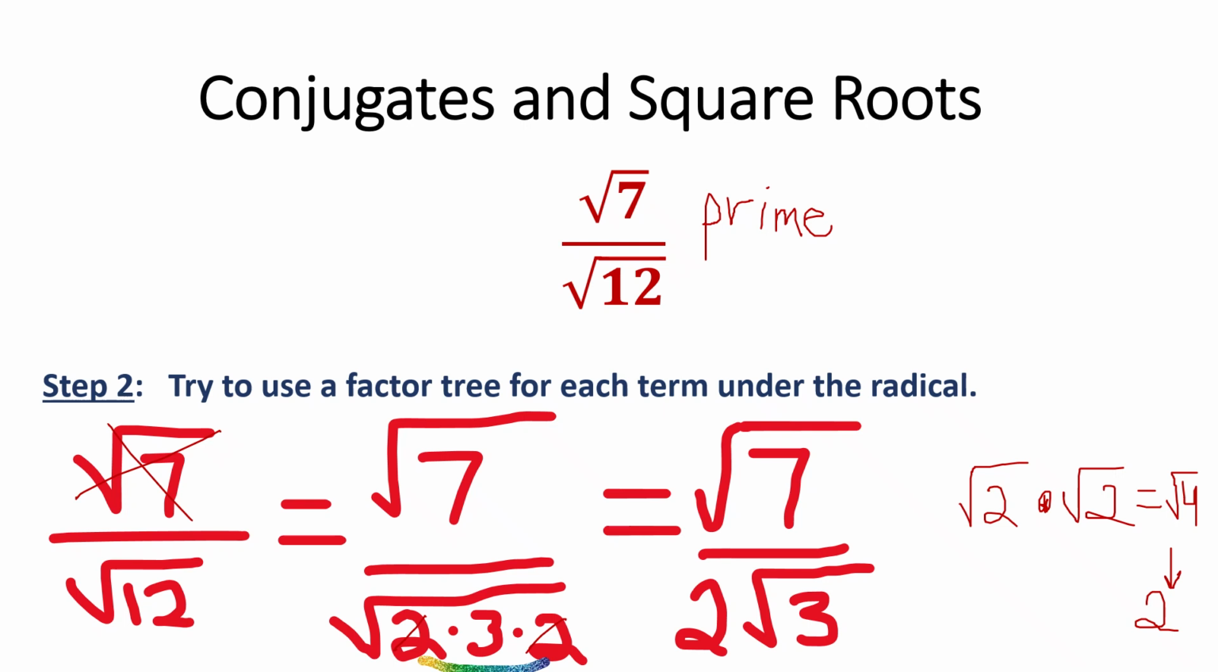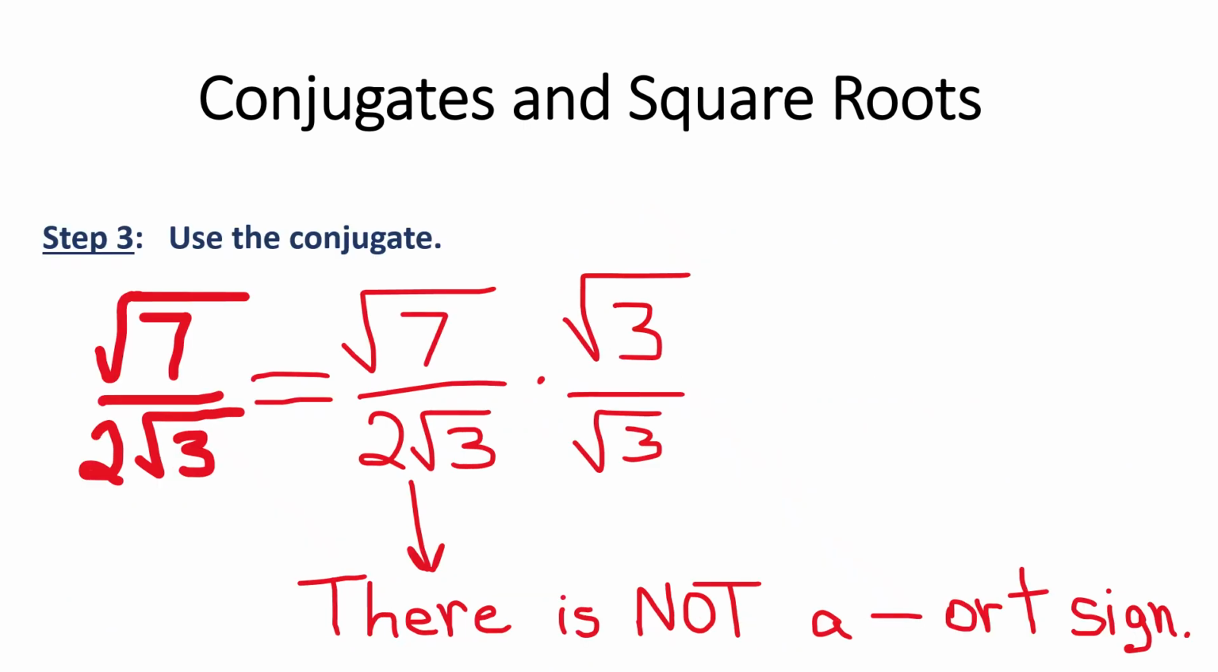And then you have 2 times square root of 3 because this 3 doesn't have another partner. So it's by itself. So it has to remain by itself under the radical sign. Okay, so now you have 7 divided by 2 times the square root of 3.